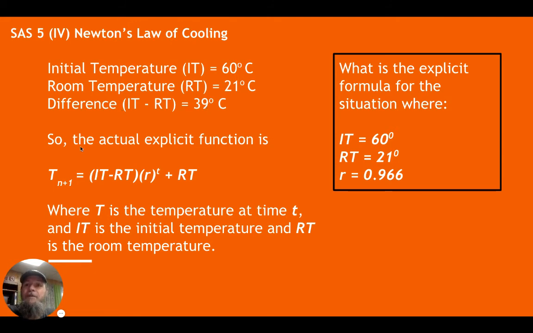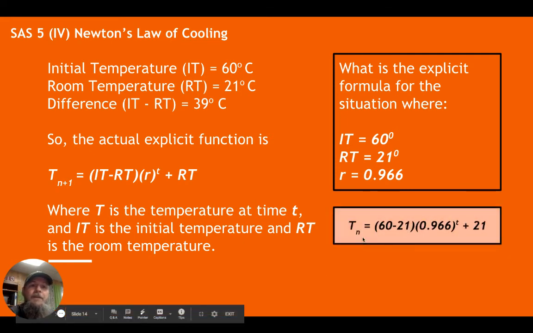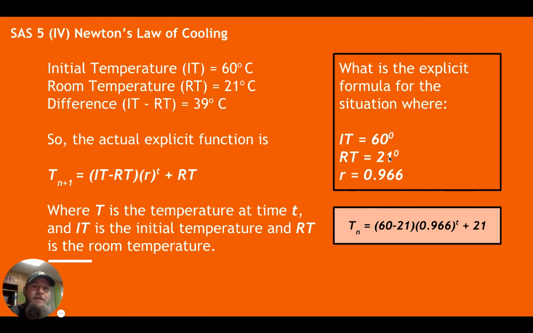So the actual explicit function is the temperature currently, which is T subscript n plus 1, equals the difference between initial temperature and room temperature, times R, which is the successive ratio, raised to the T. And then we're going to add room temperature to it. T is the temperature at time T, IT is initial temperature, and RT is the room temperature. All right, this is our function using the information we have, where IT is 60 degrees, RT is 21 degrees, and R is 0.966. We just look at it, and we can actually do the math on it.